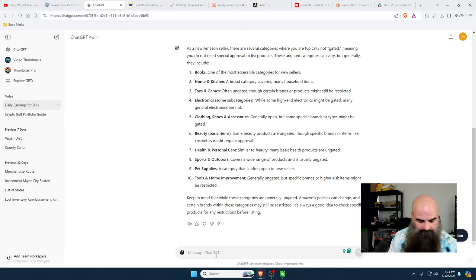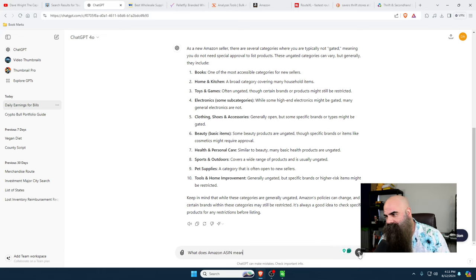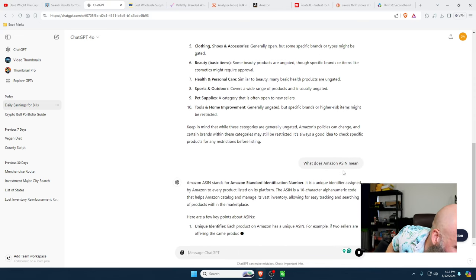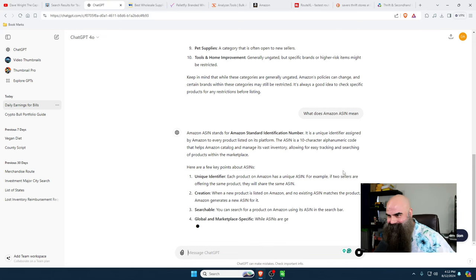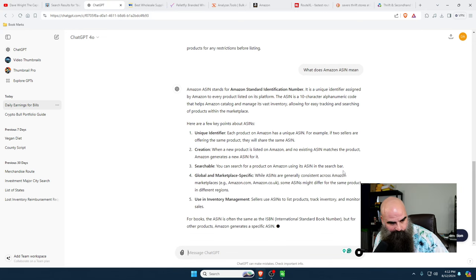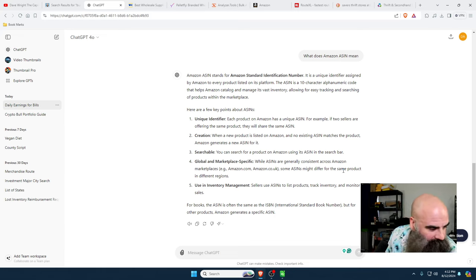Let's get this exactly right. What does it stand for, Amazon's identification number? I always forget the exact meaning. It's the Amazon Standard Identification Number, ASIN.